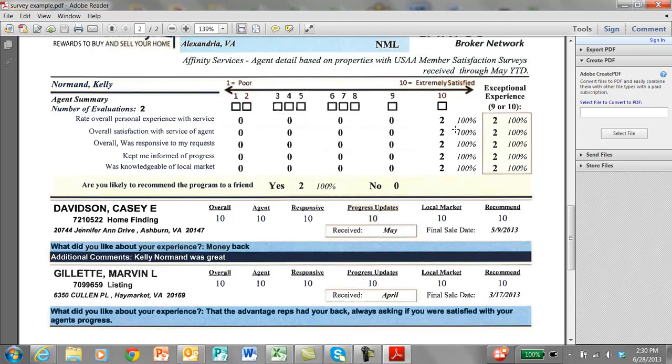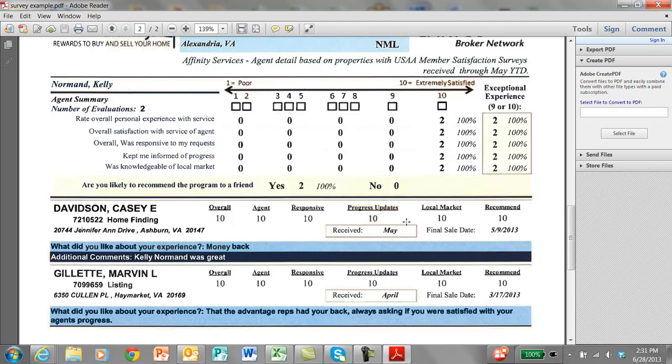So these are the questions that are being asked. Here's the number of times that people are saying that Kelly is 10 out of 10. She's kicking butt. Here are the actual people that said it. And again, the final sale date for this person was 5/9/2013. This one was 3/17/2013. And what did I like about their experience? They're satisfied with their agent's progress. There's not a whole lot of comments here, but it gives you a sense. You can see this was a listing and this was a buyer.